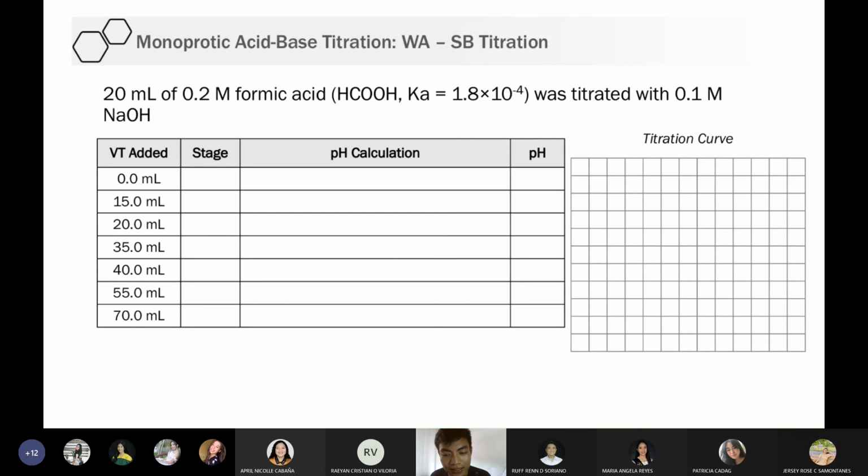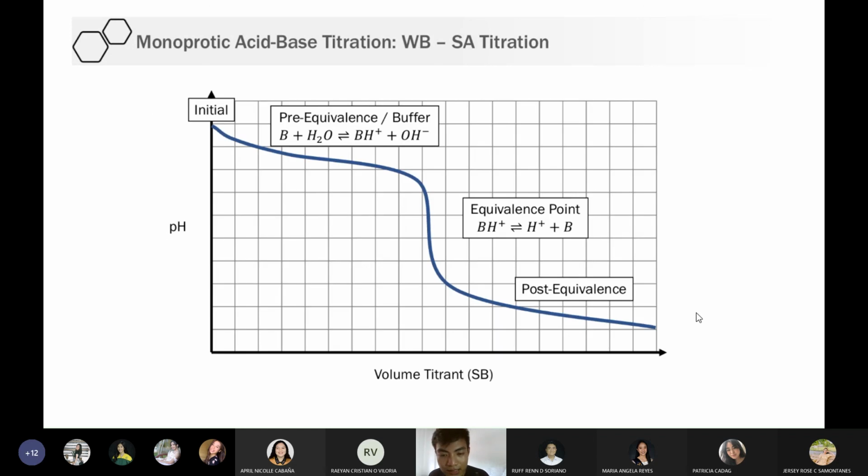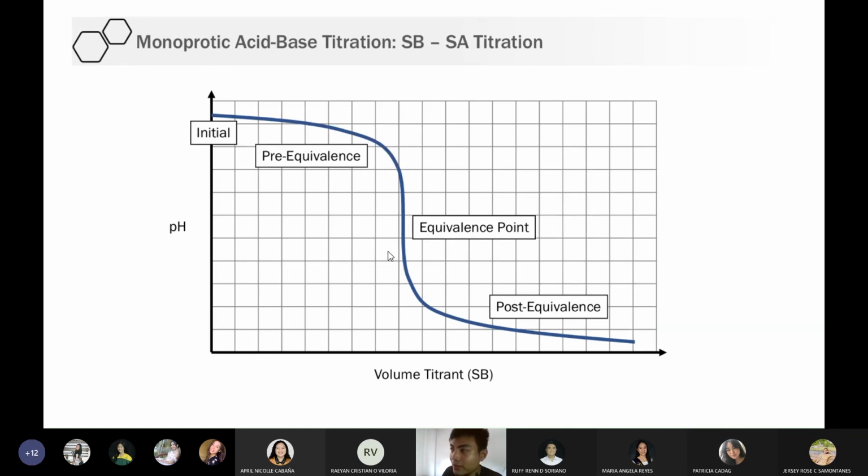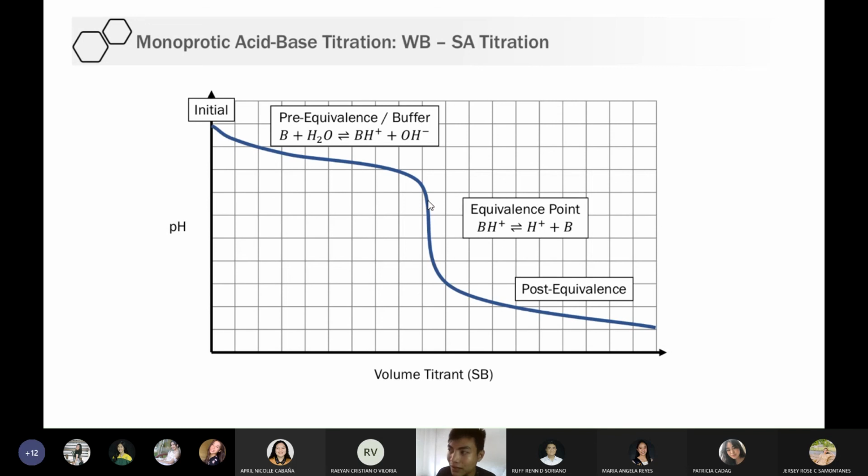Then magsasagot ulit tayo ng isa pang item. I-curve ulit natin yan. Then we have the weak base strong acid titration naman. Compare that with the strong base strong acid. Ito yung strong base strong acid. Smooth yung curve. Di ba? Makinis yung curve niya. However, ano mapapansin nyo kapag weak base strong acid, may bump, may bukol uli, no?